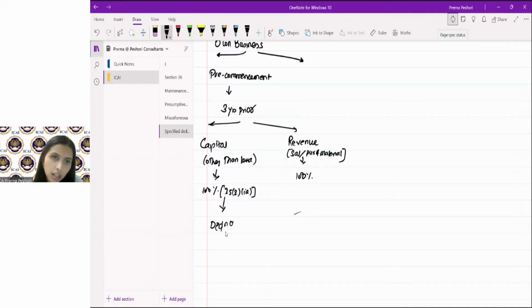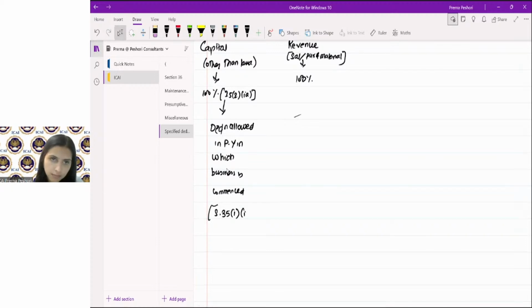Deduction allowed in the previous year in which business is commenced. This is under section 35(1)(i). Are we clear? And as I said, the capital expenditure which is prior to the commencement of the business, except on land, will also be allowed as a deduction in the previous year in which the business is commenced. So here you can write down deduction in the previous year in which the business is commenced. Clear?